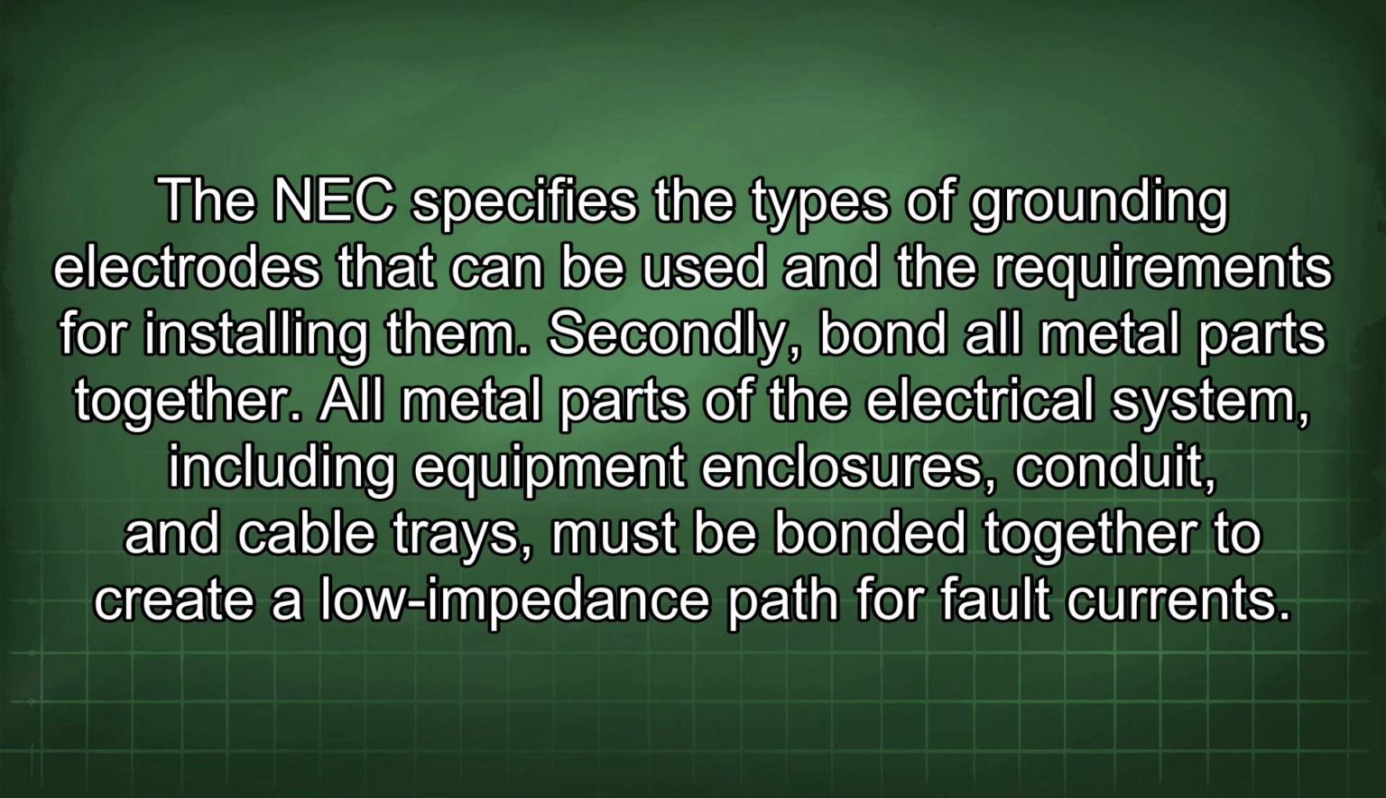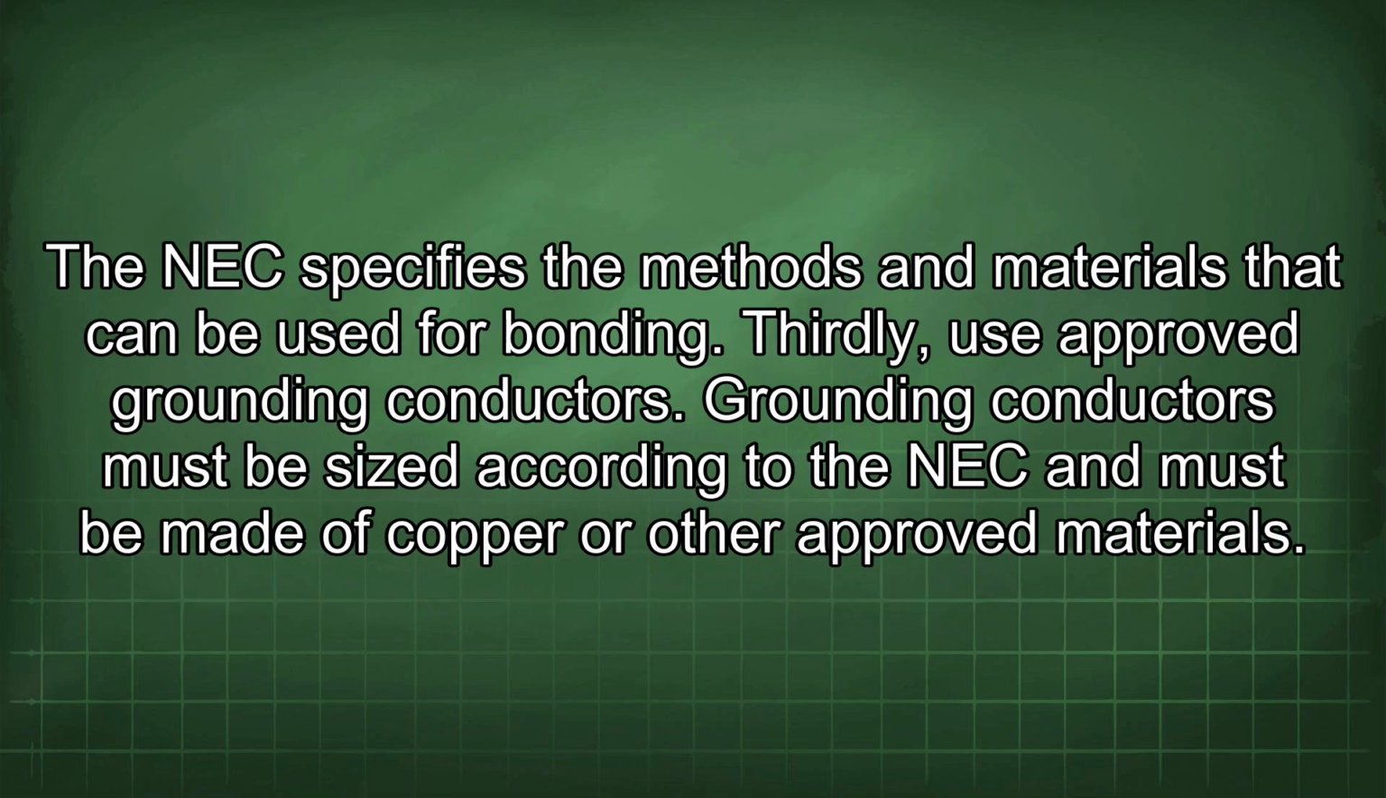Secondly, bond all metal parts together. All metal parts of the electrical system, including equipment enclosures, conduit, and cable trays, must be bonded together to create a low impedance path for fault currents. The NEC specifies the methods and materials that can be used for bonding.